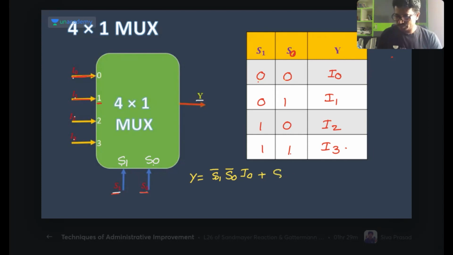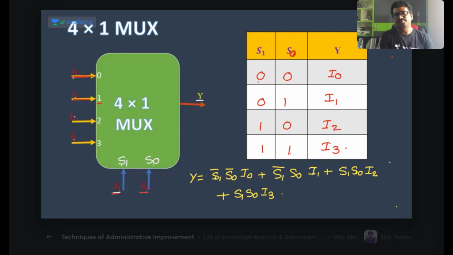Next, S1 bar, S0, which will go here? I1 will go. Next, S1, S0 bar, which will go here? I2 will go. Plus, next, S1 and S0, which will go here? I3 will go. All of you understood this equation?